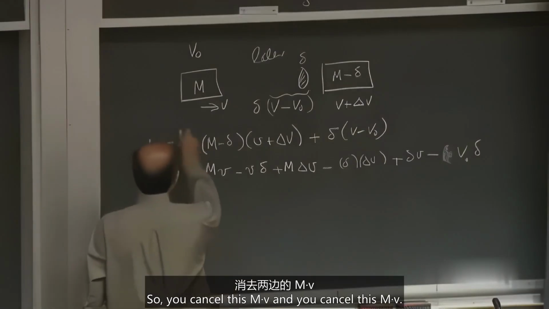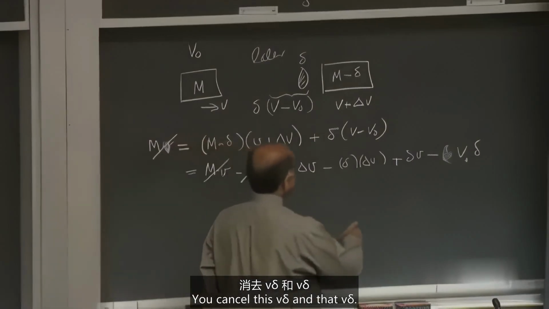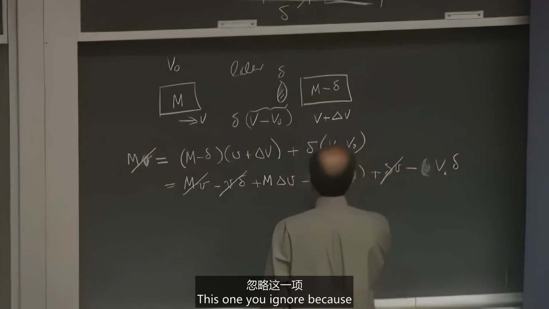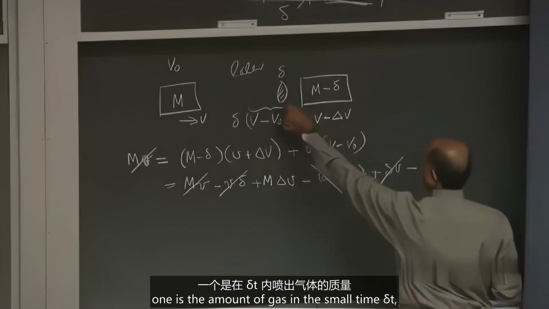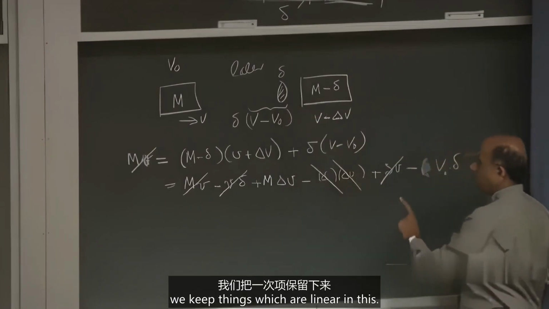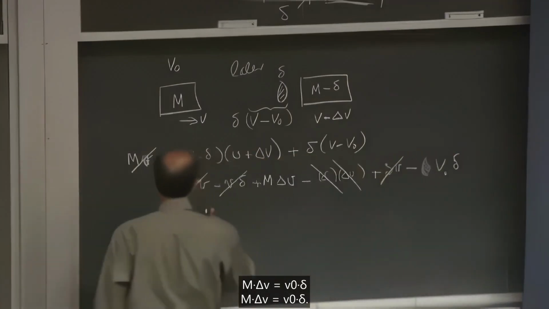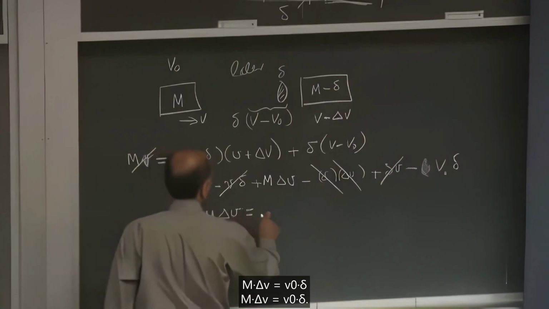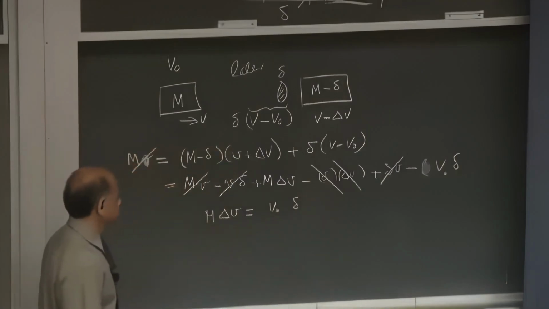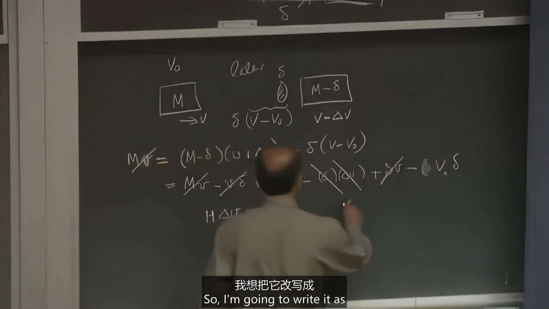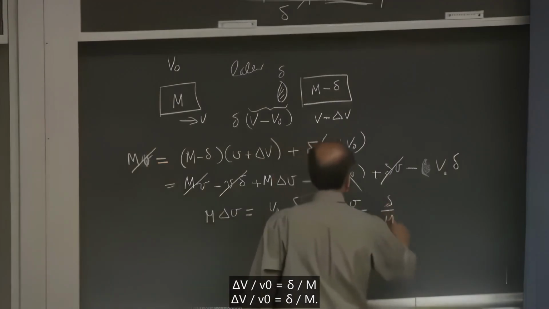So you cancel this mv and you cancel this mv. You cancel this v delta m, and that's v delta m. This one you ignore because it's the product of two infinitesimals. One is the amount of gas in a small time delta t, other is the infinitesimal change in velocity. We keep things which are linear in this. Then you get the result, m times delta v is equal to v0 times delta m. So I'm going to write it as delta v over v0 is equal to delta m over m.